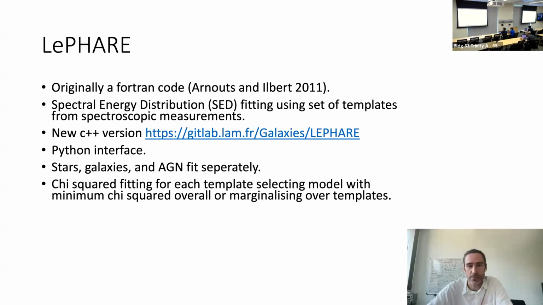There's a Python interface, which again is under active development, and stars, galaxies, AGN are fit separately. It's another advantage, arguably. We have a best fit chi-squared for each of these, and we can then use it even for classification, and we have available best AGN model fits for every object, so we can produce samples after the fact if we've run LePhare on every object. And again, as I said, it's essentially a chi-squared fitting template selecting model code.